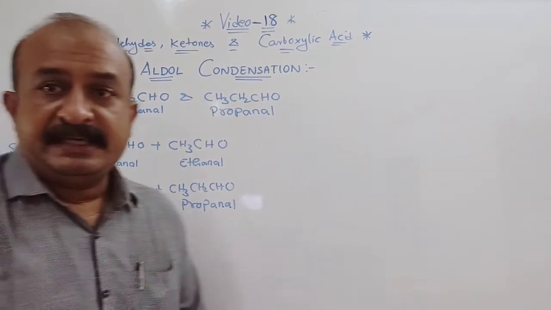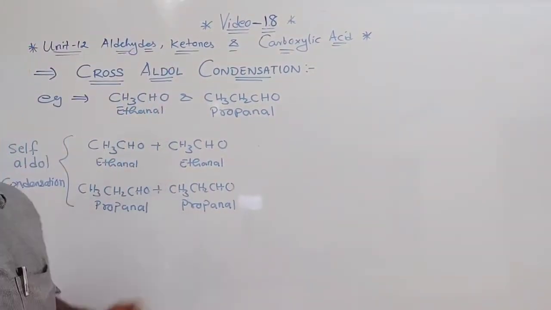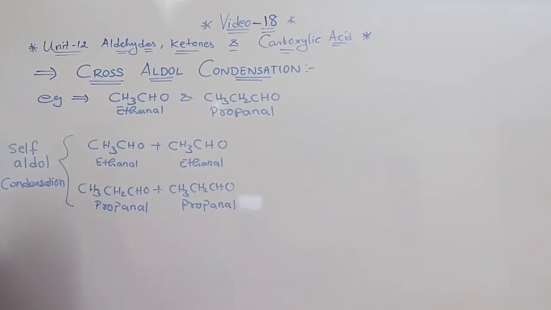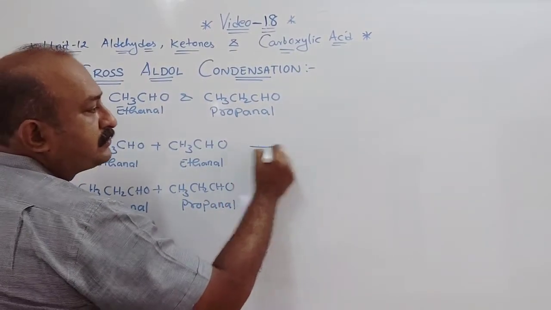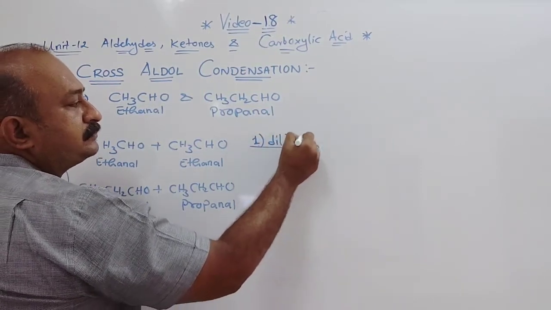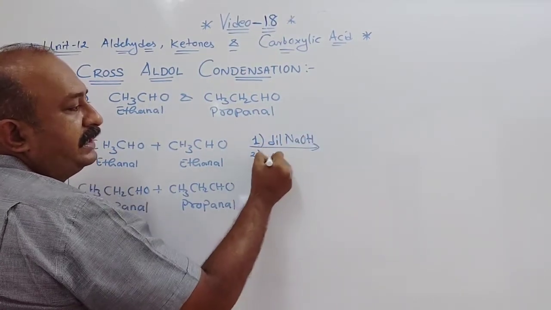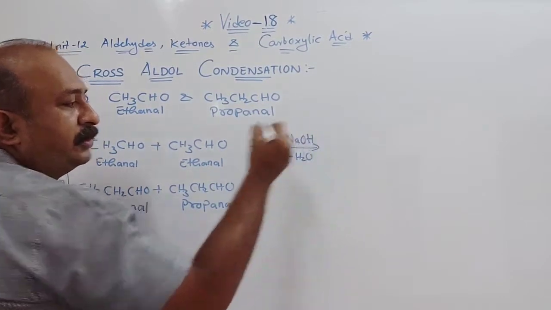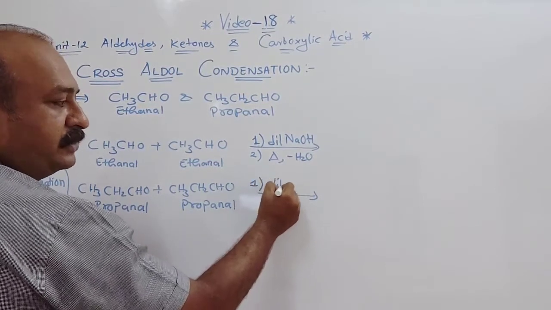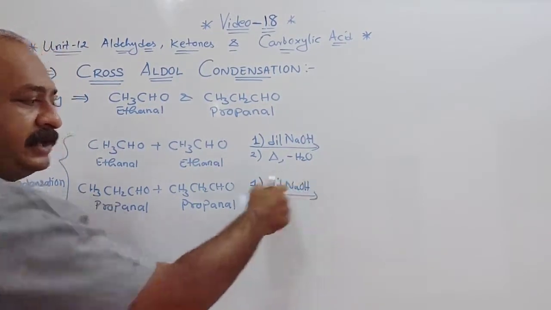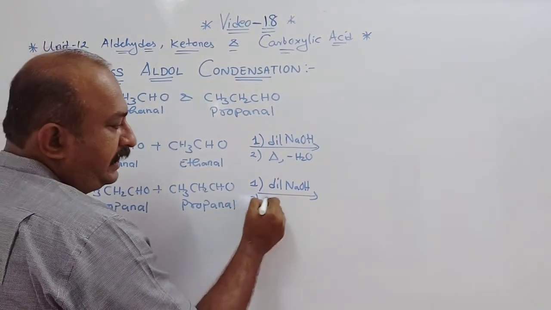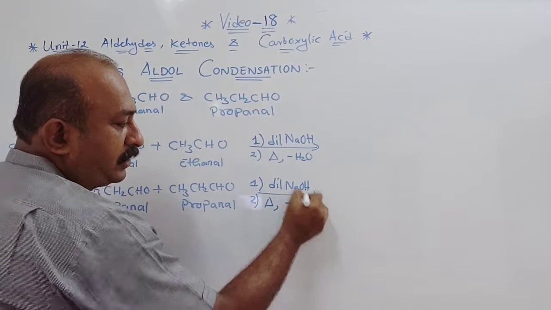Now there is one very easy, simple technique to understand this. In both cases, first we treat it with dilute NaOH, and then we heat the mixture, which removes a water molecule. The result is the same in both cases. Dilute NaOH is used as a catalyst, the base is the catalyst, and heating will remove the water molecule.